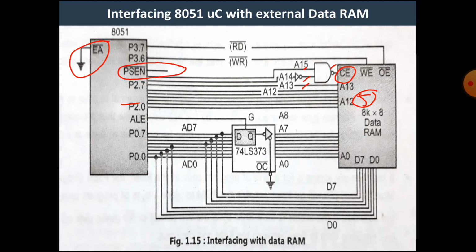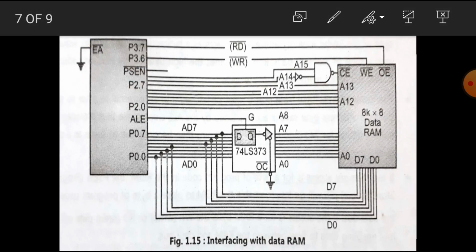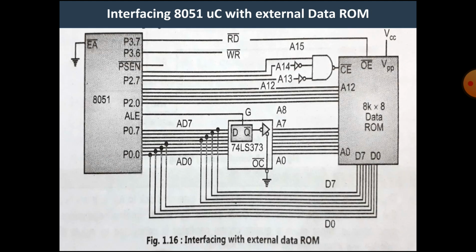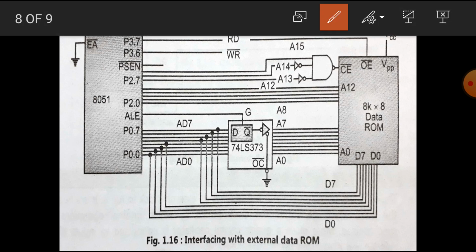And in the second type, the memory used is RAM memory. Hence, the RD pin is connected to the output enable pin, the write pin is connected to the write enable pin, and the remaining 3 lines are used for the chip enable pin. Okay, now let's see the third type of interfacing: interfacing of 8051 microcontroller with external data ROM.